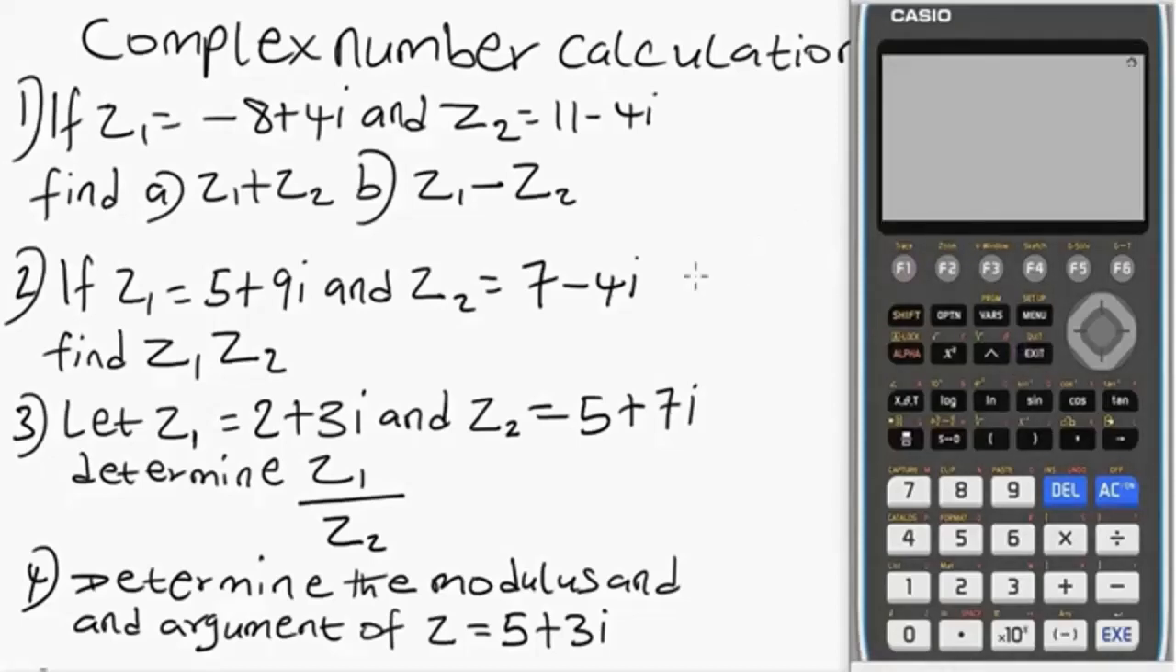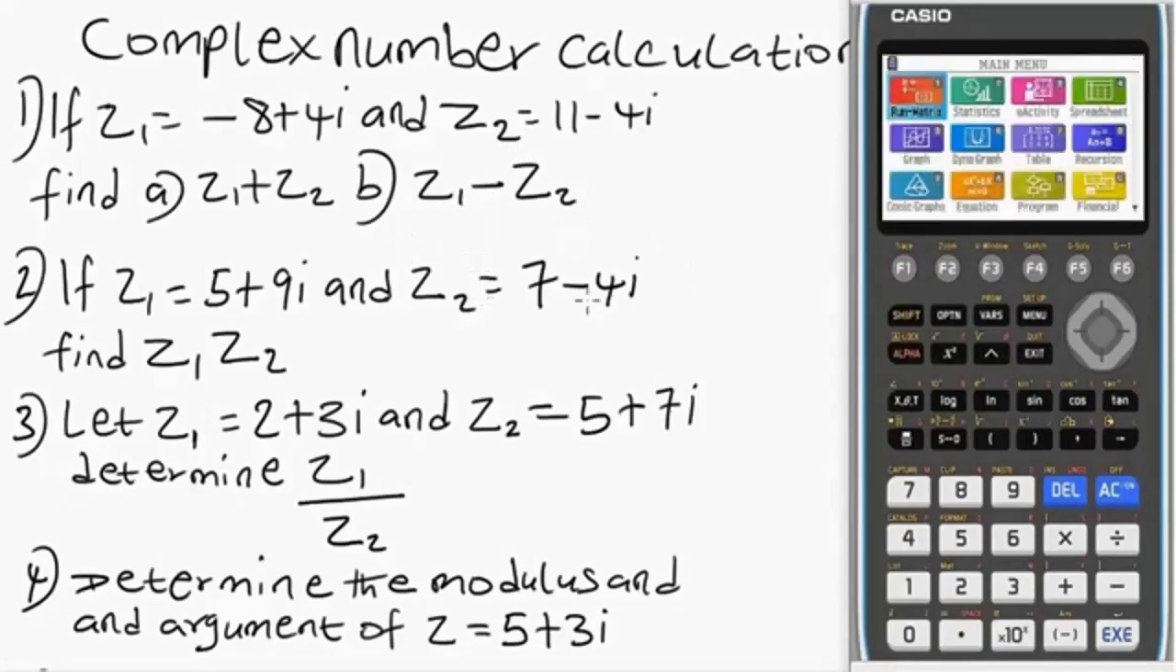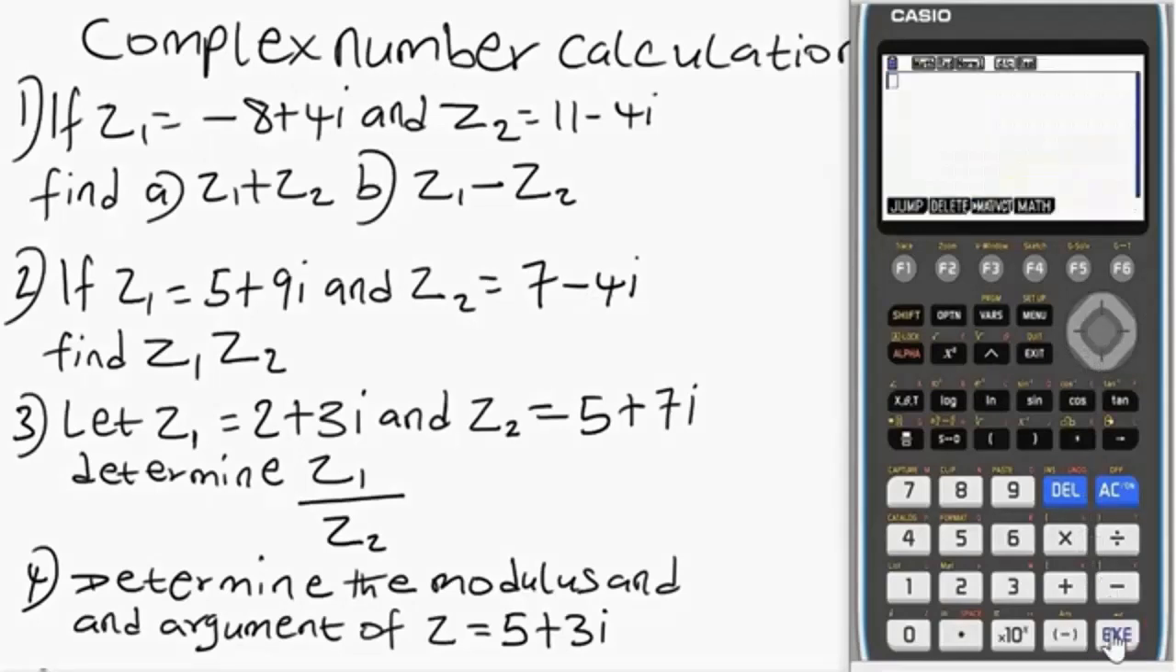Now we are going to begin to find these complex numbers using this Casio fx-CG50 calculator. To begin with, let's press execute. So now this is the matrix. Now, to bring out the complex function on this calculator, we are going to press option. If you look here under F3, we see complex. Press F3.